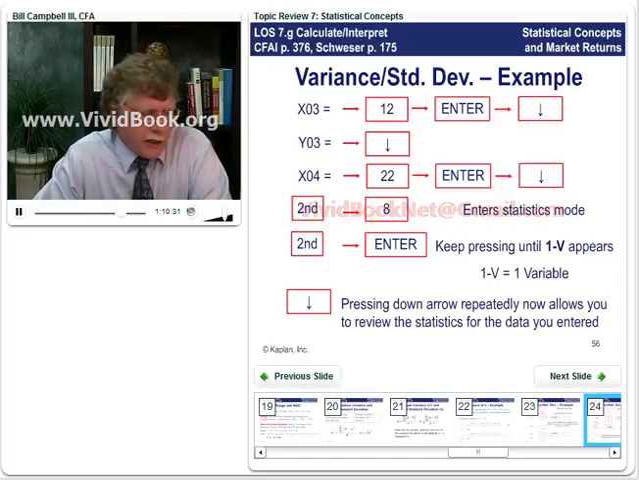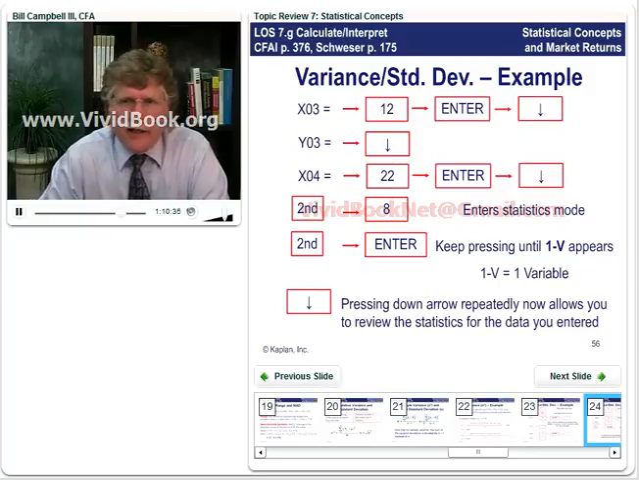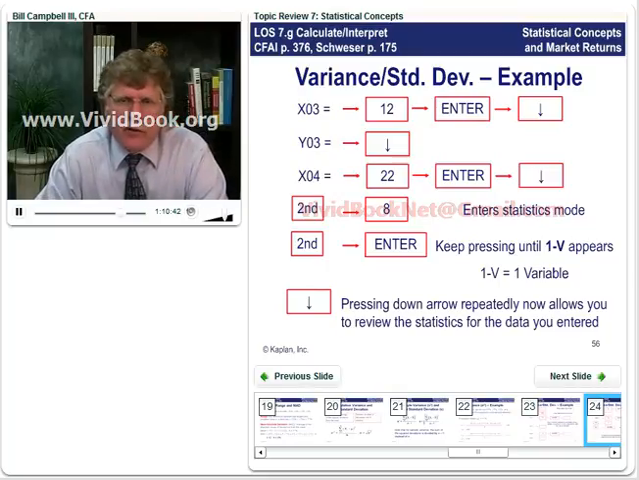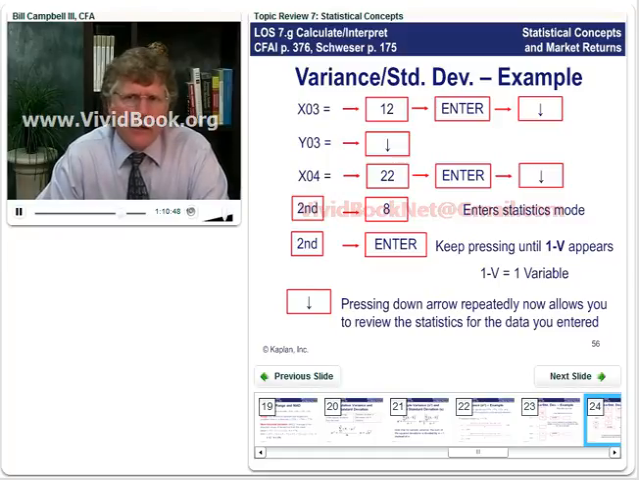Hit that second button, that gray button up there in the upper left, and the 8. That enters statistics mode. Right above the 8 on your calculator, you'll see stat. We're going into statistics mode. And then hit second and enter. Now when you hit enter on the display, you may get 1-V. That would be ideal. That's what we're looking for, 1 variable statistics.